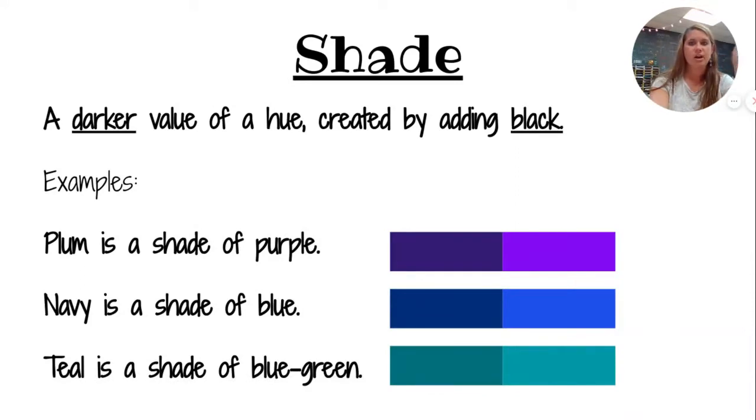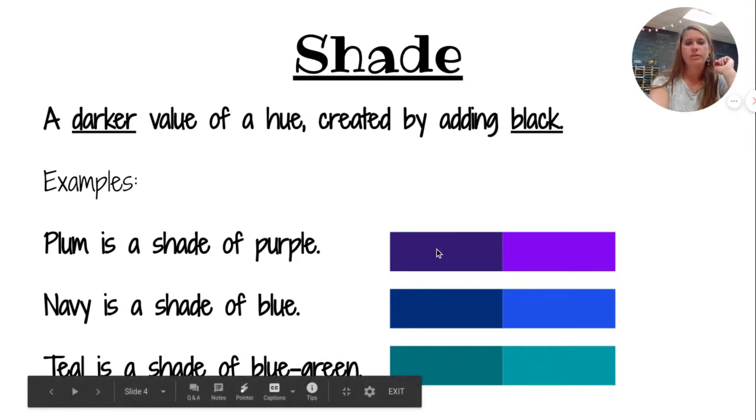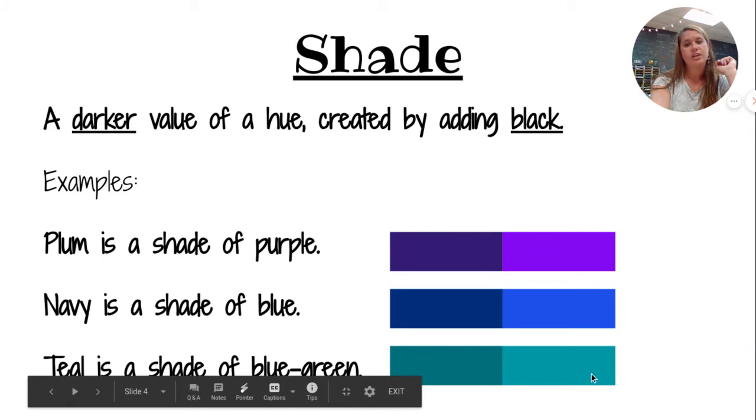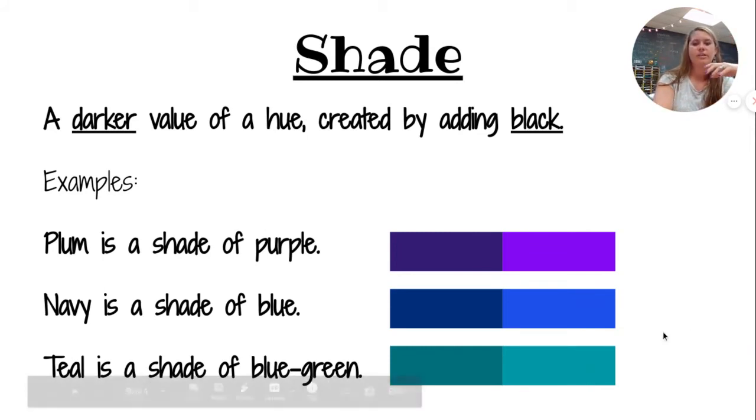Shade is kind of the opposite. It's adding black instead of white. So it's a darker value of a hue created by adding black. Examples: plum is a shade of purple, navy is a shade of blue, and teal is a shade of blue-green. So they're all just darker versions of that original base hue.